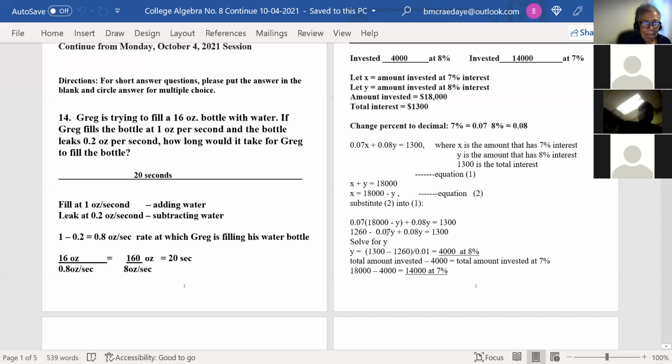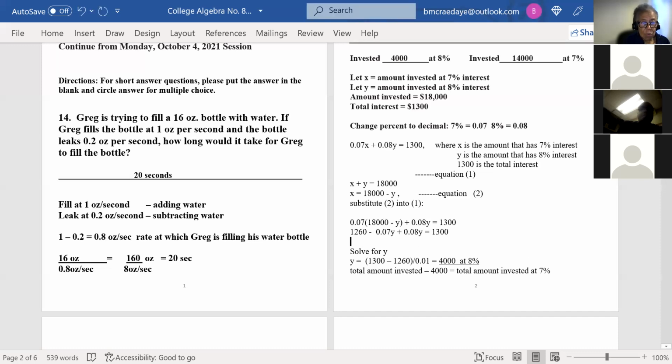Yeah, you subtract the 0.07 from the 0.08, you get the 0.01. And that would be 0.01Y. So Y is going to be what? 1300 minus the 1260 divided by that 0.01. I kind of condensed it. You want me to write it out? I can write it out. Yeah, because I didn't understand where it came from. Okay. All right. Let's just do this.